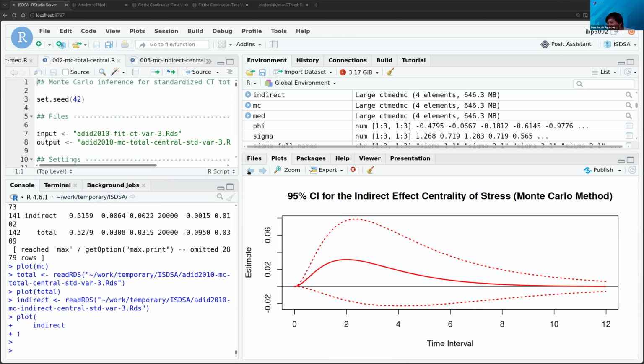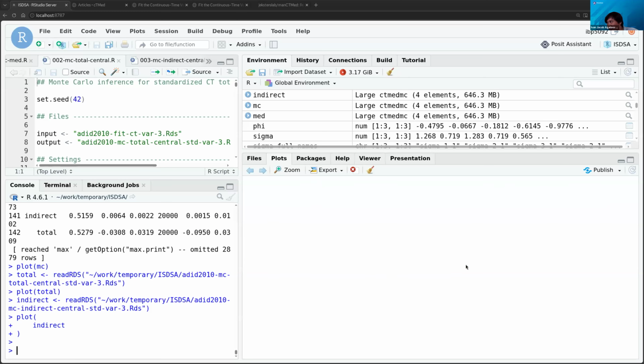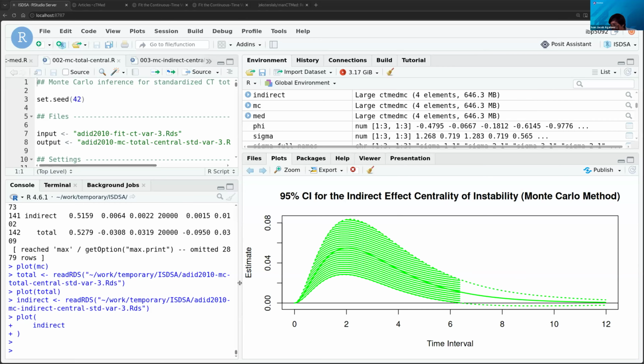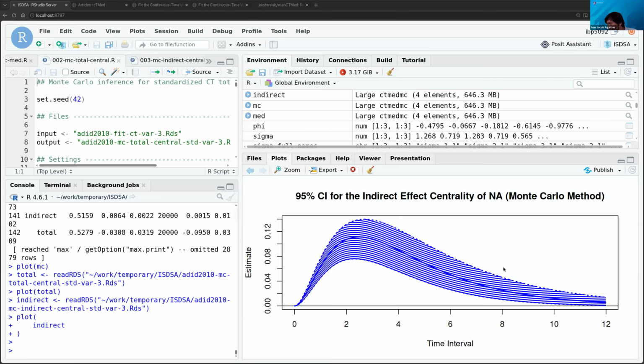Okay. So also, stress is not a good indirect or mediator variable across the different variables in the system. Instability is, but it's only statistically significant until around 6.5. You multiply that by 6 to get the hours. And negative affect is actually a good mediator of the associations between the variables of interest.